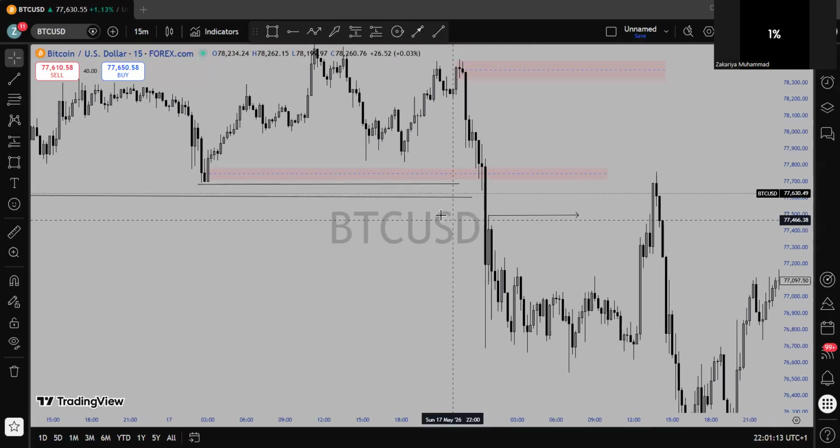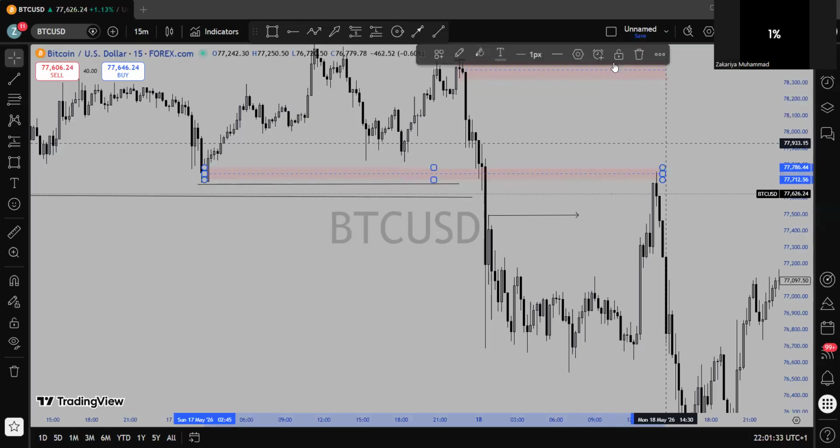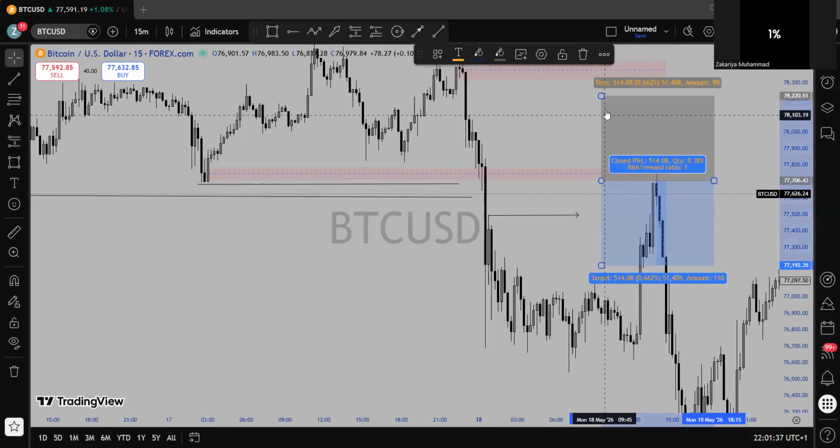Then our third rule says what? All of our points of interest must not be mitigated. So you know the breaker block has not been mitigated. Same thing with the order block. None of them has been mitigated. Then the fourth rule says we should choose the point of interest that is closest to inducement. You see this breaker block is the closest to the inducement. That's why market tapped into this breaker block and started continuous selling from that zone.